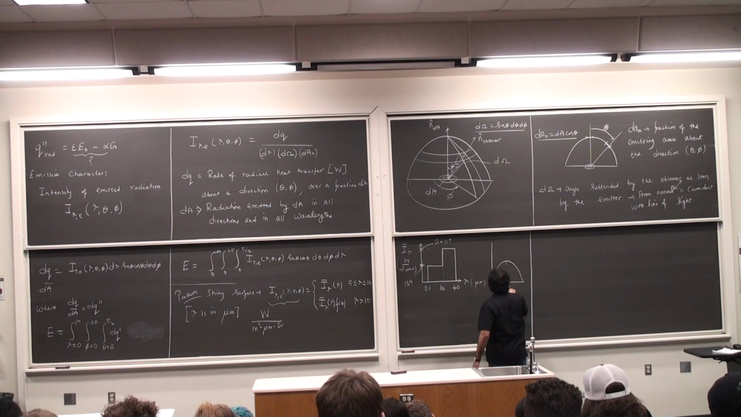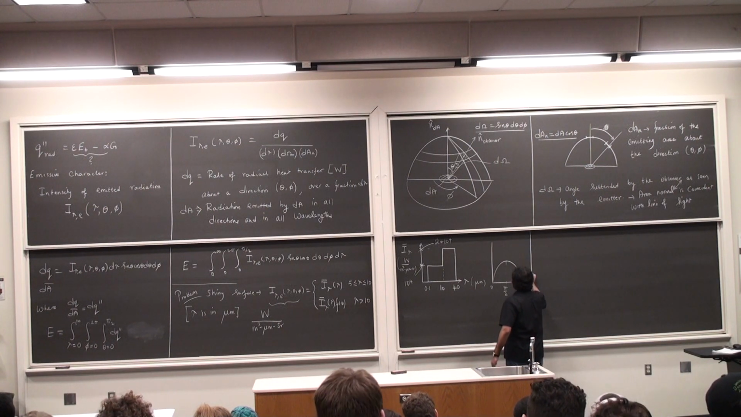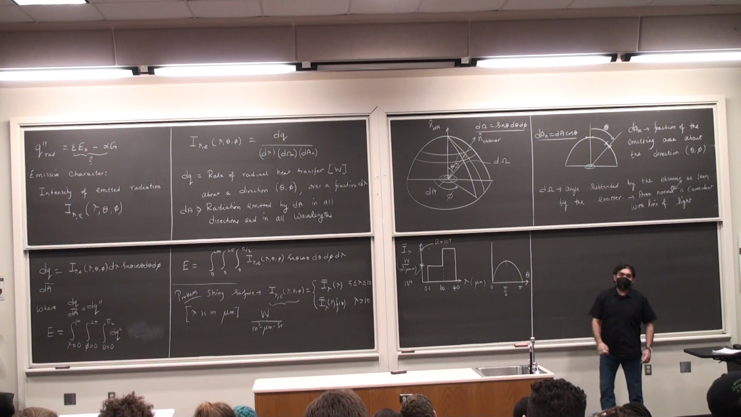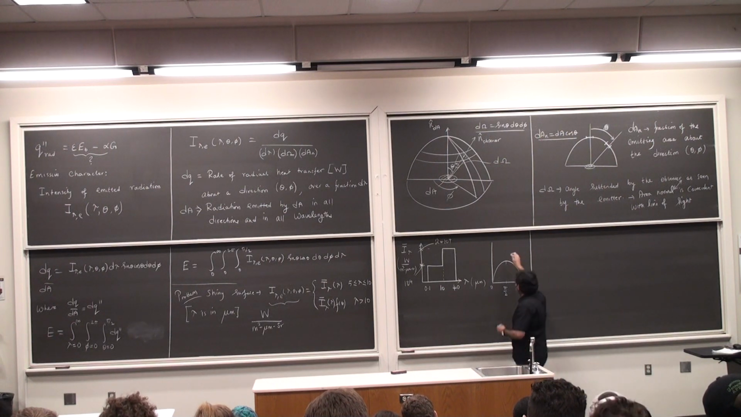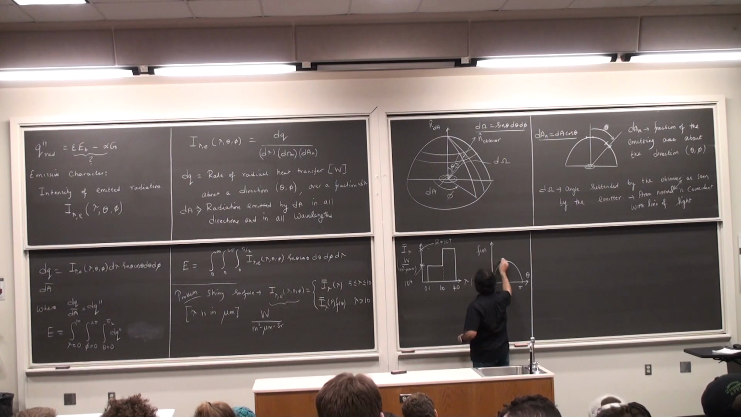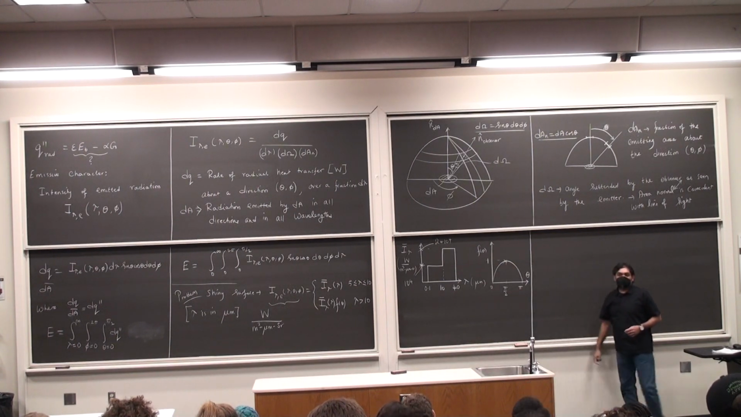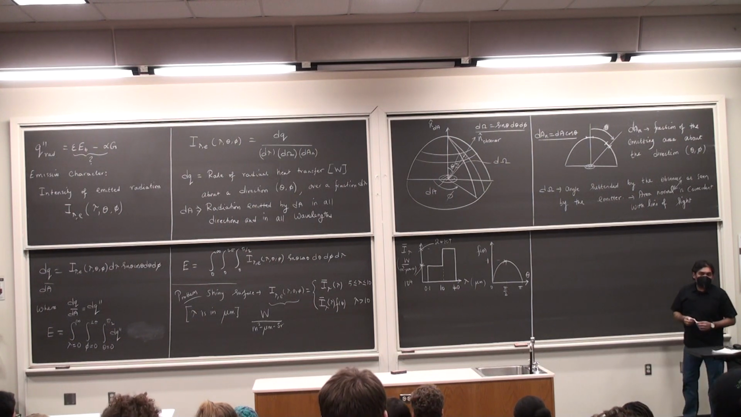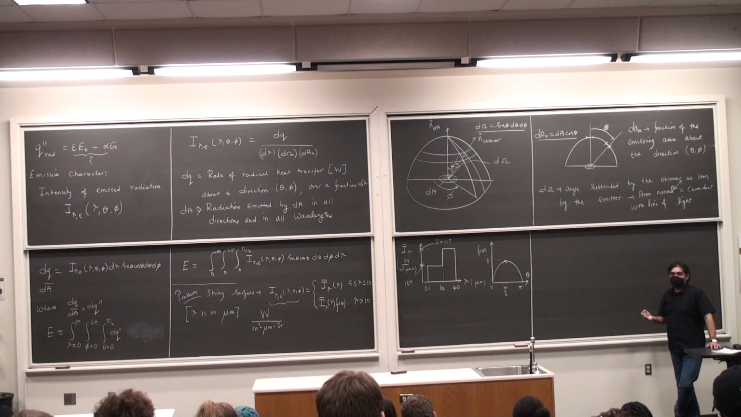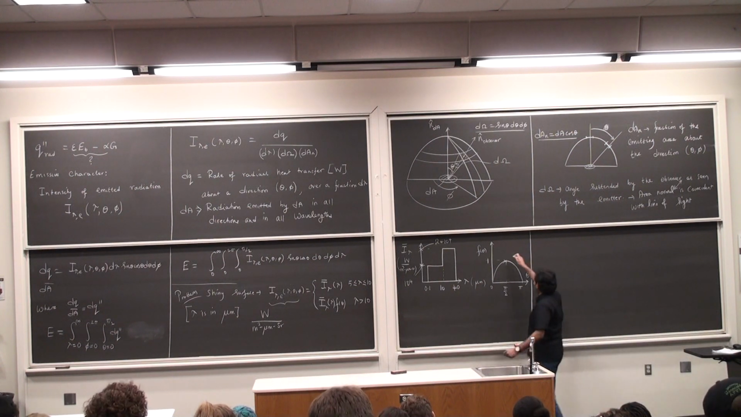So 0, pi by 2, pi. This is the zenith angle theta. It's independent of the angle phi. So just a function of theta, f of theta. This is 1. Can somebody tell me what this function is? It's 0 at 0, it's 1 at pi by 2, and it's 0 at pi. It has to be sine theta. Yeah? So f of theta is just sine theta.